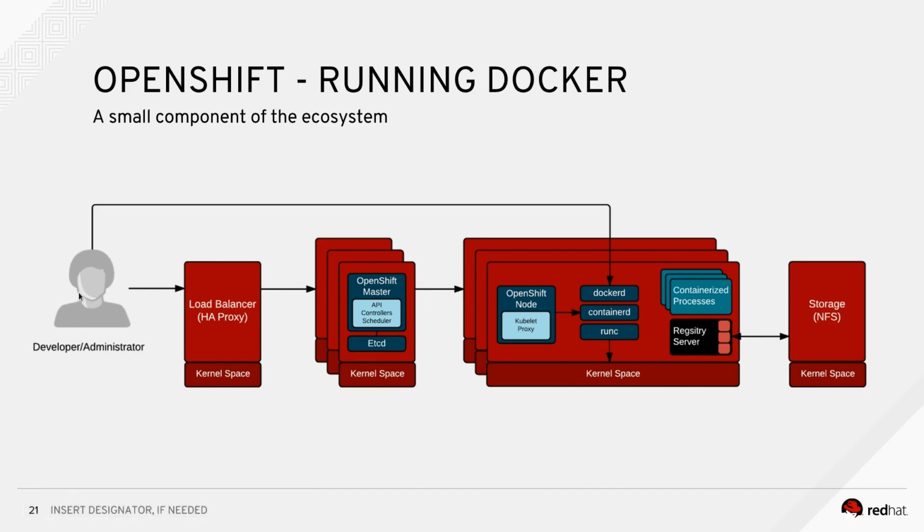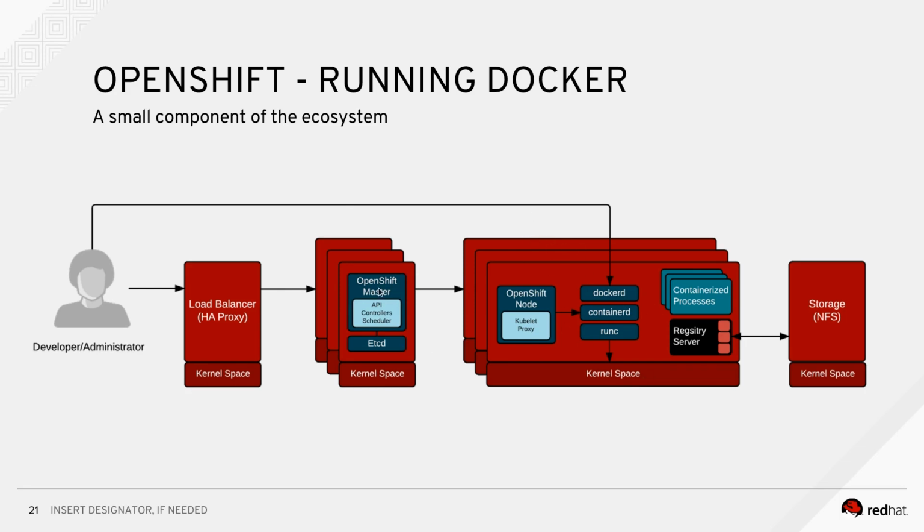So, a developer or administrator comes in, hits a load balancer, which would then load balance between different OpenShift masters. The OpenShift masters have an etcd, which contains the defined state of how this cluster should look, which container should be running where. And what this Kubernetes master does is these controllers essentially watch the cluster and constantly try to make the actual state match the defined state. And so that's kind of the basics of how this all works. And you could imagine you could have much more than 3 nodes.